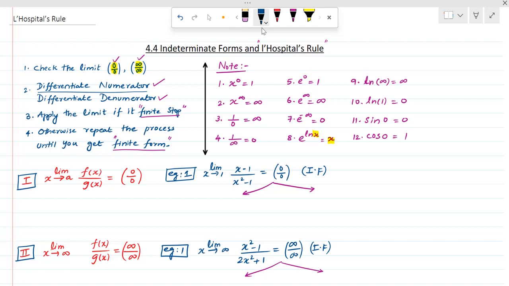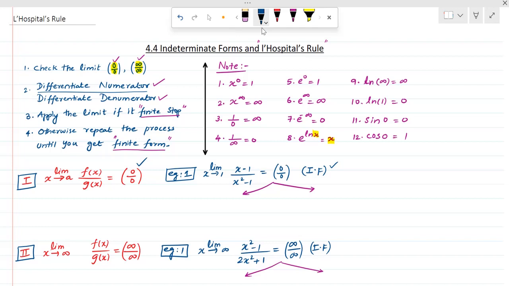This is the example for the 0 over 0 indeterminate form: limit as x approaches 1 of x minus 1 over x square minus 1. If you apply the limit, 1 minus 1 is 0 in the numerator, over the denominator 1 minus 1, which is 0. So therefore, you will get an indeterminate form.